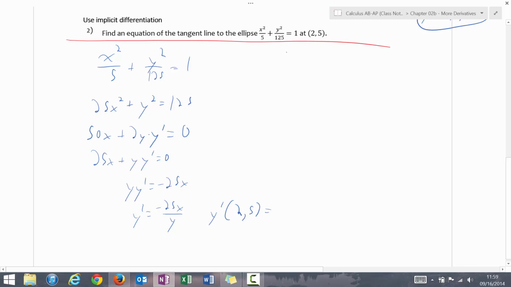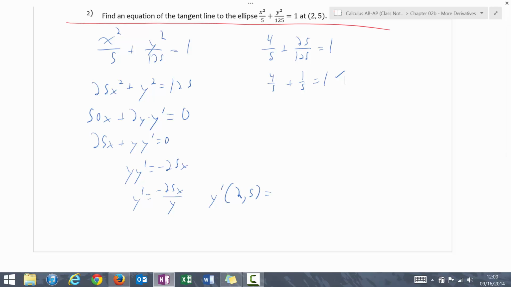Now it's worth plugging that in to confirm that that actually is an ordered pair on the graph. If I plug it in, I get 4 over 5 plus 25 over 125. And does that equal 1? Well, 4 over 5 plus 1 over 5 does equal 1. So that is a point on the graph itself. If I plug y prime in, I get negative 50 over 5 or negative 10. So use point slope form, y minus 5 is equal to negative 10 times x minus 2, and I should get y is equal to negative 10x plus 25.